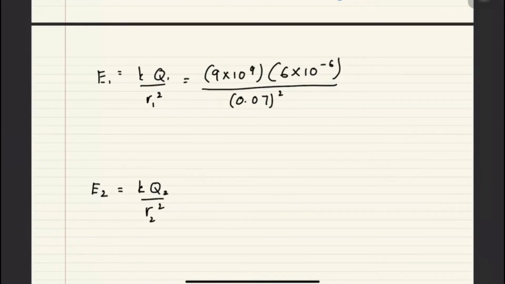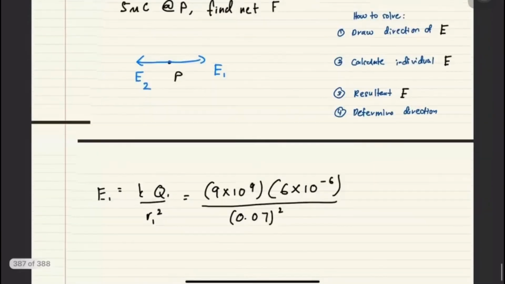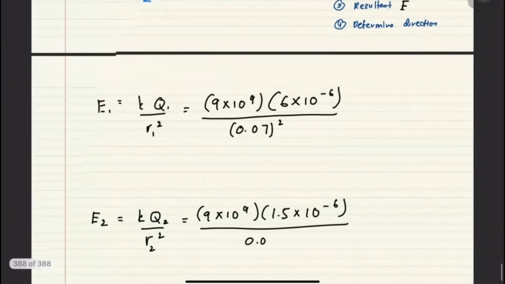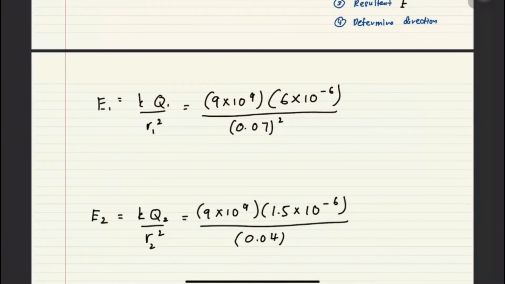Okay. And then the second one, the charge will be 1.5, but it is much closer, 0.04. Then if you press your calculator, your E1, you should get 1.10 times 10 to the power of 7 Newton per coulomb.